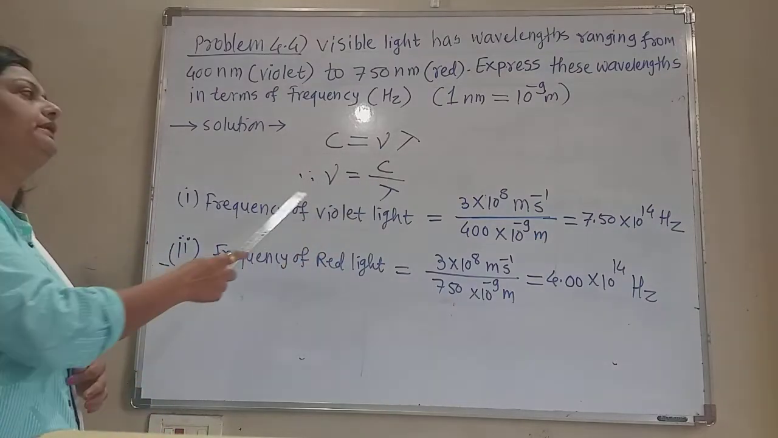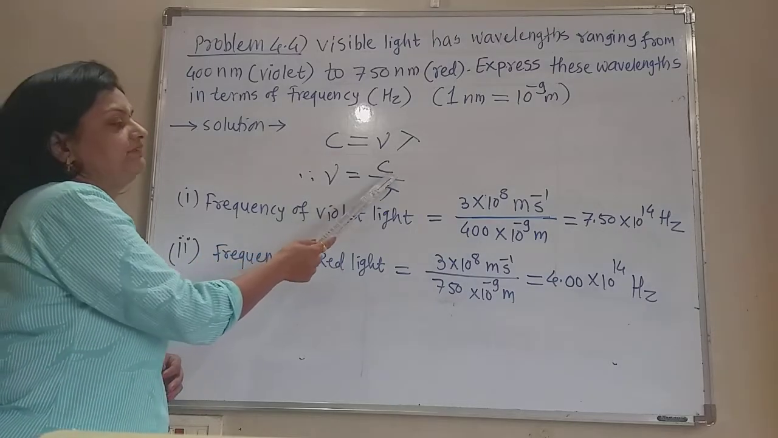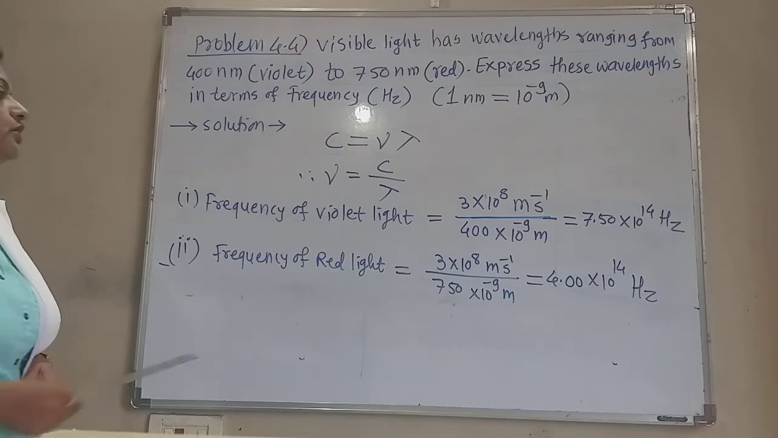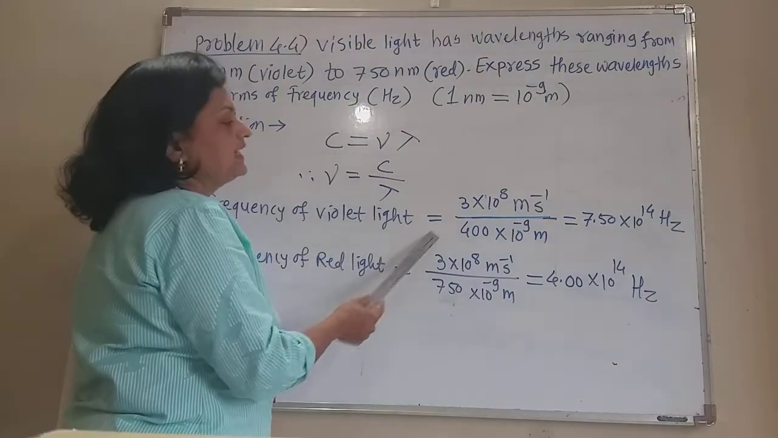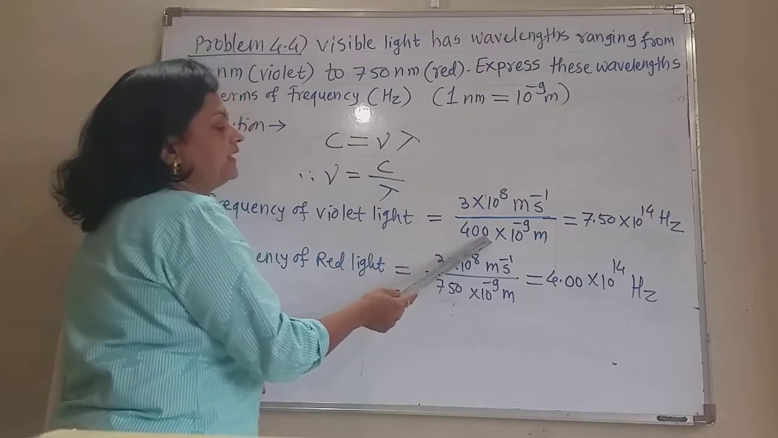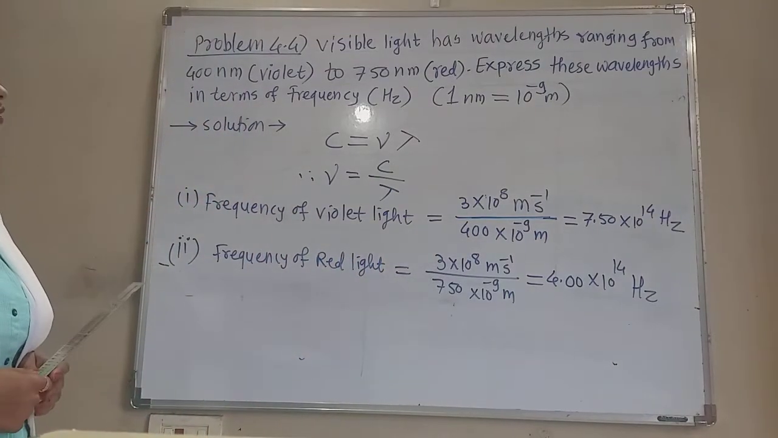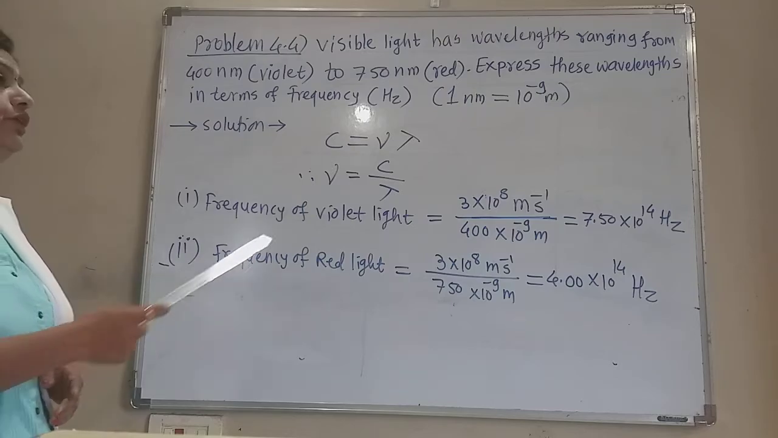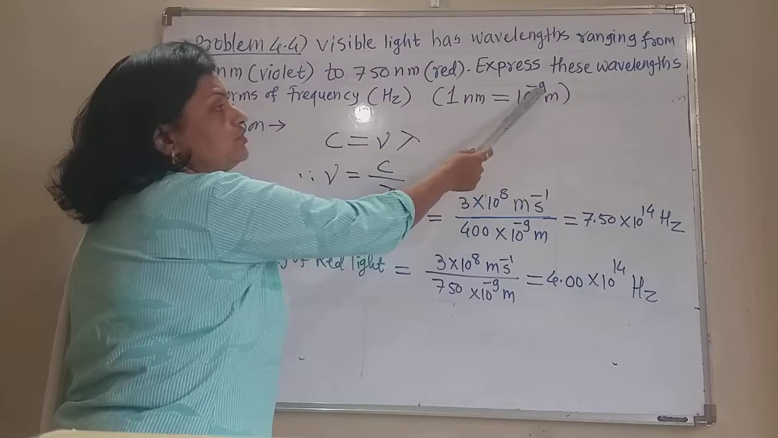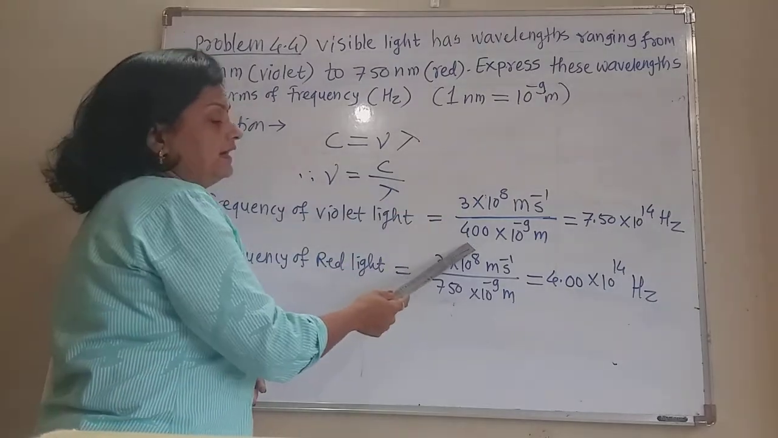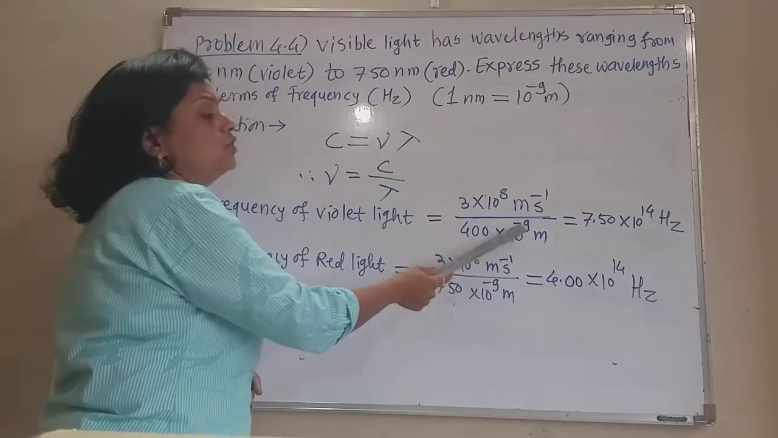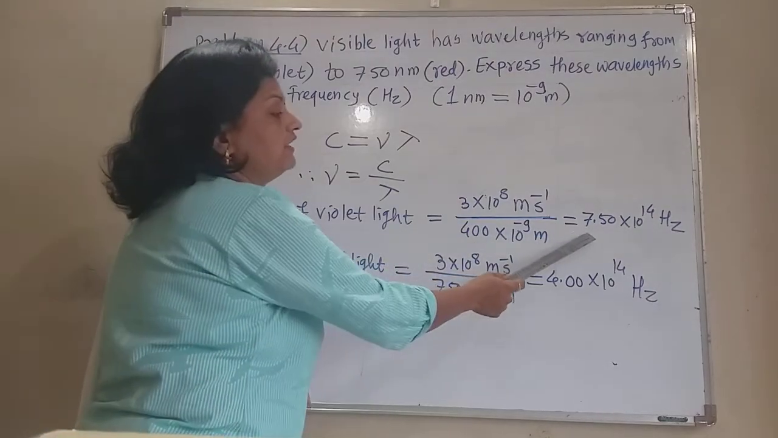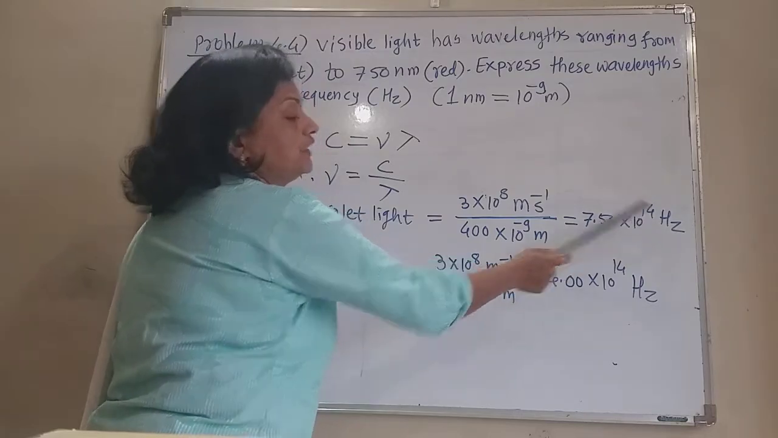To calculate frequency, ν = c / λ. First calculate the frequency of the violet light. Frequency of violet light is the velocity of light divided by the wavelength. Wavelength of violet light is 400 nanometer, and 1 nanometer is equal to 10^-9 meter, so 400 nanometer is 400 × 10^-9 meter. After dividing this, we obtain 7.50 × 10^14 hertz.